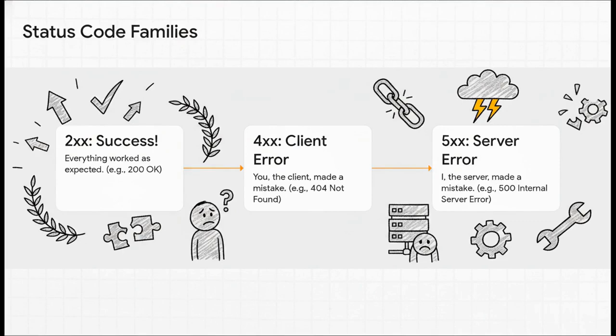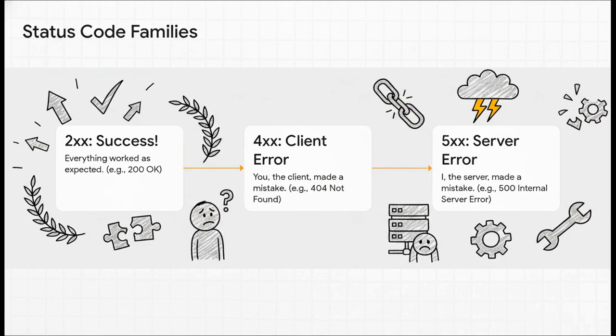If the code starts with a 2, like 200, that's good news. It means success. Everything worked perfectly. That 200 OK is what we're always hoping to see. If it starts with a 4, though, that's a client error. That means the server is pointing the finger back at you, the browser, saying you messed up. The classic 404 not found is in this family.